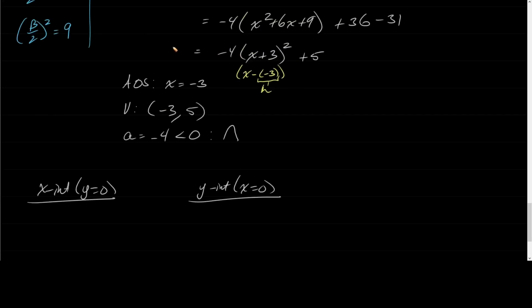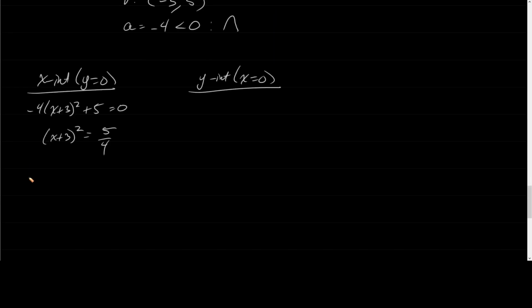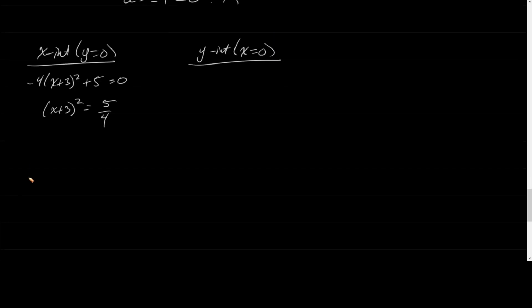All right, remember this is where we found that that's our function. So in here, I'm going to say take -4 times (x plus 3) squared plus 5 and set that equal to 0. Solving, we end up with (x plus 3) squared is equal to 5 quarters, right? Subtract 5, but then divide by negative. So we end up with -5 over -4, which is just positive 5 quarters.